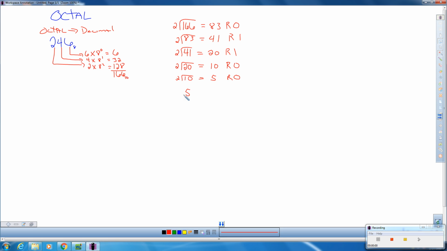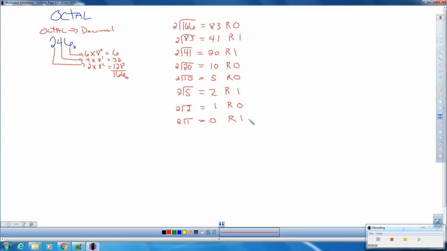We take 5 divided by 2. 5 divided by 2 is 2, right? Because 2 times 2 is 4, and in this case we have a remainder of 1. We take 2 and divide 2 by 2. 2 divided by 2 is 1, and we get a remainder of 0. And we have to do our last step. We take 1 and divide it by 2. That's 0, and we have a remainder of 1.